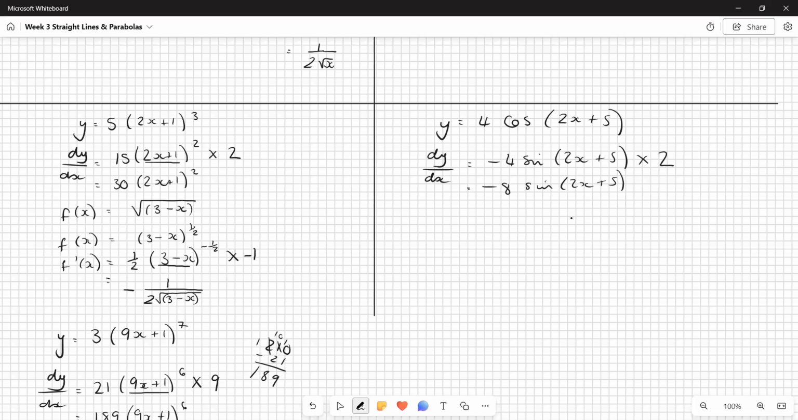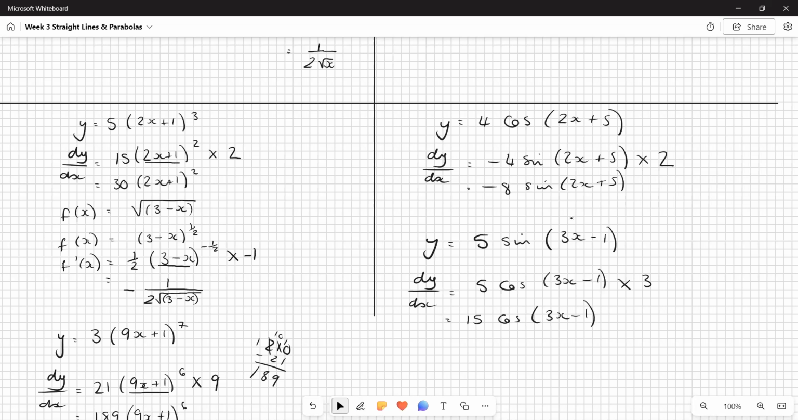And if we did y equals, what did we have? 5 sin, but instead of x, let's have, I'll keep doing 2's, 3x minus 1. So 5 sin x becomes 5 cos x, but it's not an x, so we multiply by the derivative, which is a 3. So that becomes 15 cos 3x minus 1.